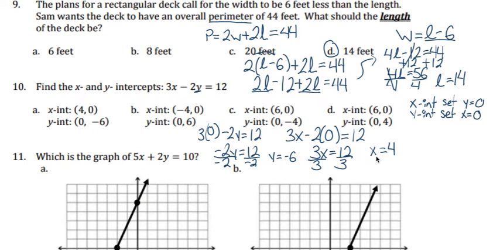So we find that our x-intercept is 4, which will be 4, 0. And our y-intercept is negative 6, which will be 0, negative 6. And if we look for which answer choice matches this, we'll see that A is the answer.